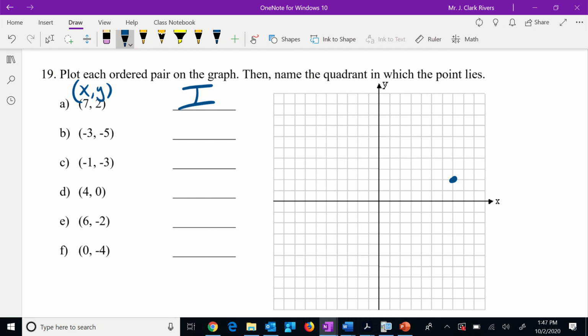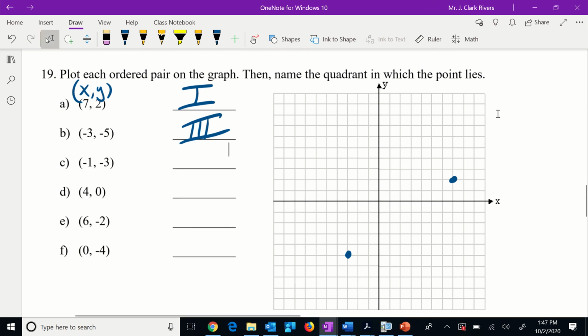Negative 3, negative 5. That's to the left 3. 1, 2, 3, and then down 5. 1, 2, 3, 4, 5. So that's right there. That's in quadrant 3. If you want to write regular numbers for this, like if you wanted to write quadrant 3, I'd be okay with that. I'm going to use Roman numerals, but you don't have to.